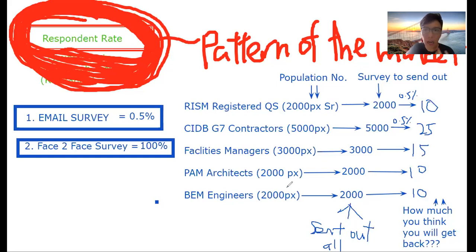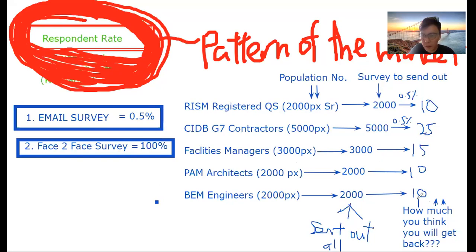Don't ask your lecturer how many you should send out. The answer is there. You already know this, then you still ask how many you want to send out. It is very confusing, right? You already know you will get only 0.5%.